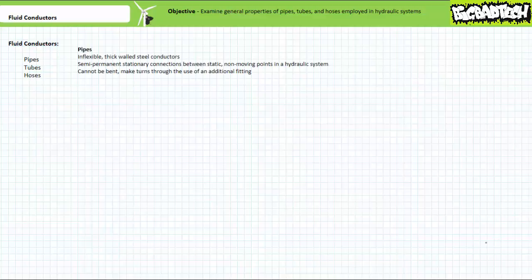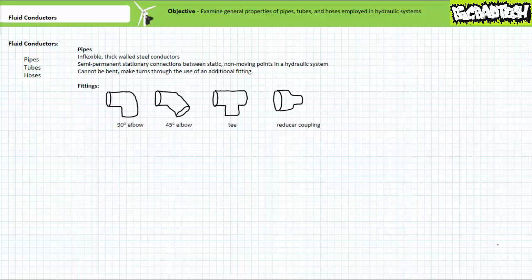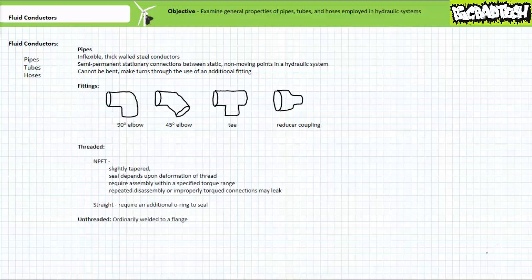Pipes are inflexible, thick-walled steel conductors designed for semi-permanent stationary connections between static, non-moving points in a hydraulic system. Pipes cannot be bent and can ordinarily only make turns through the use of an additional fitting. Examples of fittings include 90-degree elbows, 45-degree elbows, T's, and reducer couplings, which make a transition from one pipe size to another. Pipes can be threaded or unthreaded.